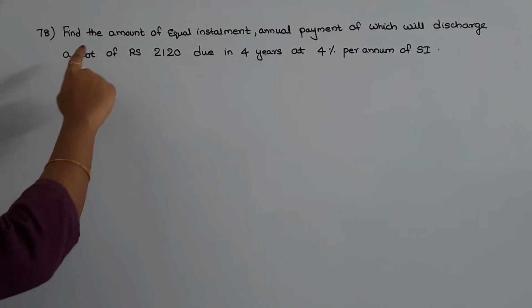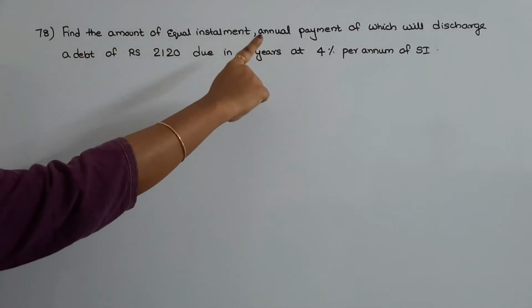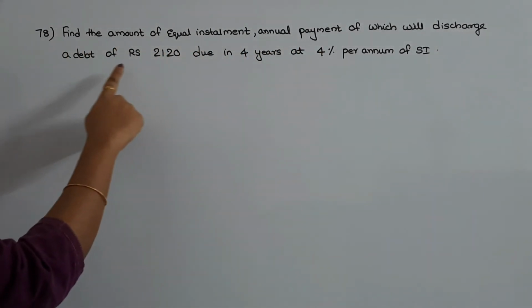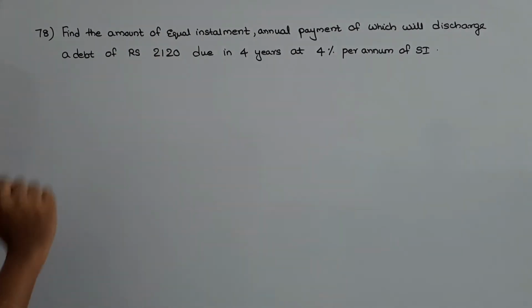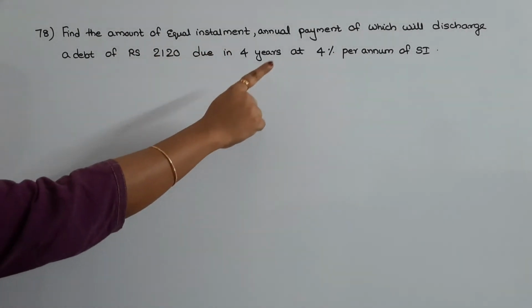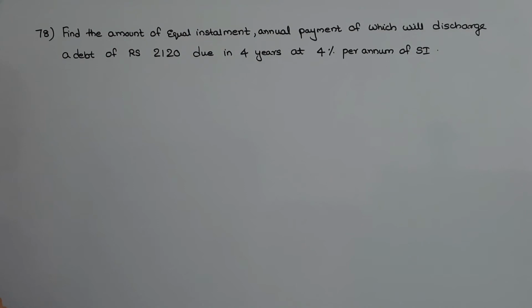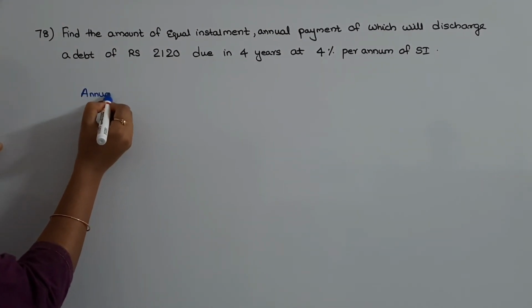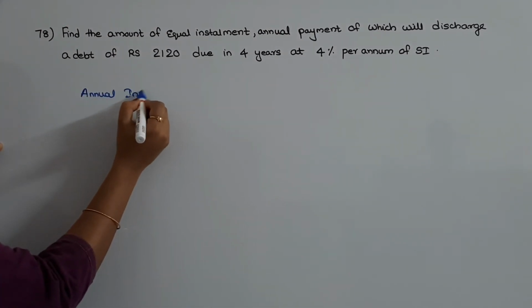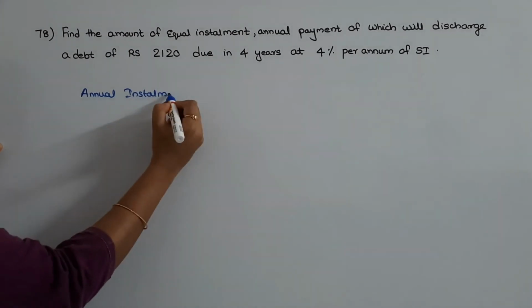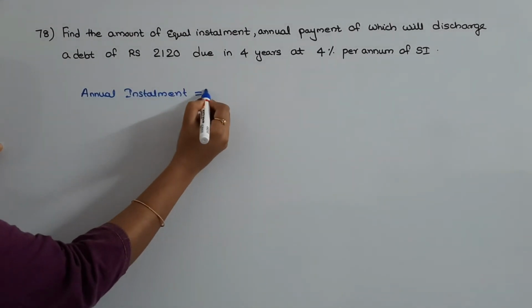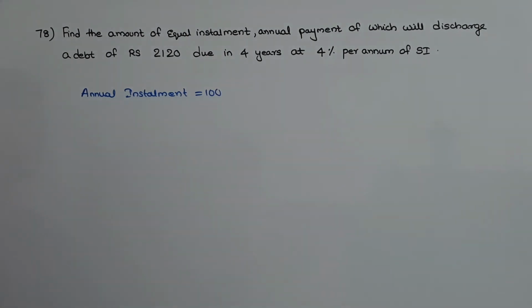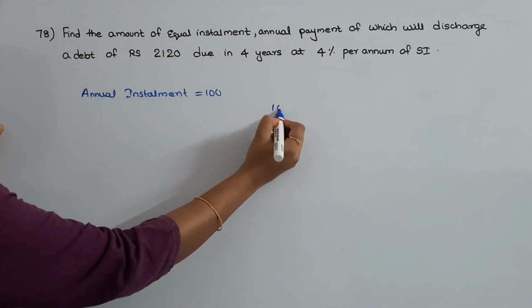78th question is, find the amount of equal installment, annual payment of which will discharge a debt of rupees 2,120 due in 4 years at 4% per annum of simple interest. So in this question we need to find out the annual installment. So let us consider the annual installment as 100. Then the money deposited in the first year is 100.